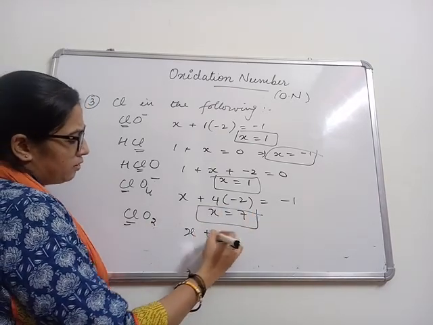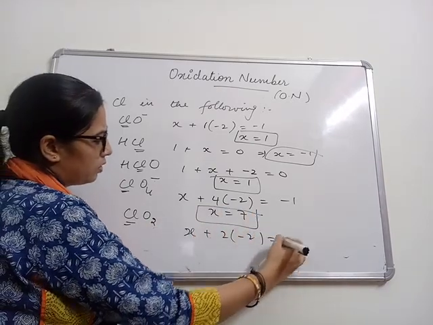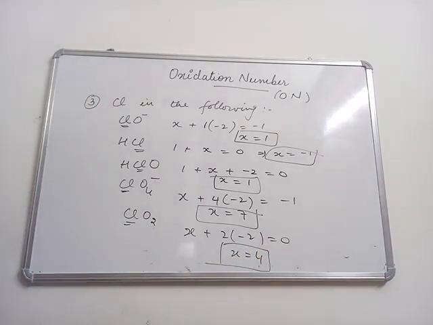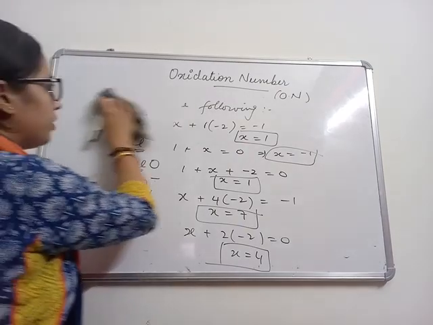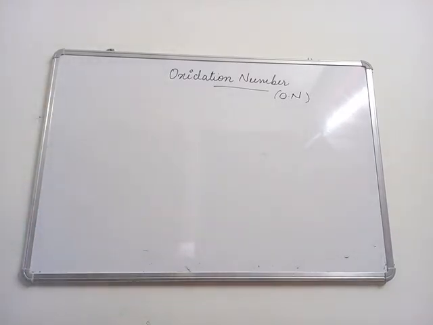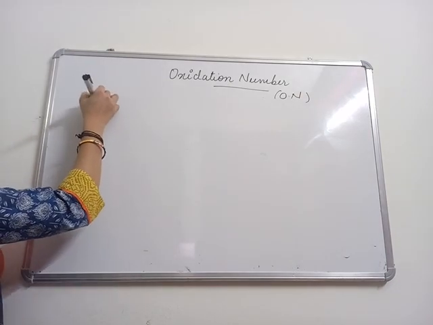ClO2, X plus 2 of minus 2 is equal to 0, so X is equal to 4. Chlorine is in plus 4 oxidation state. So this is how we find the oxidation state of different substances, right? Now few miscellaneous questions we shall do. We shall find the oxidation state of the underlined atom.